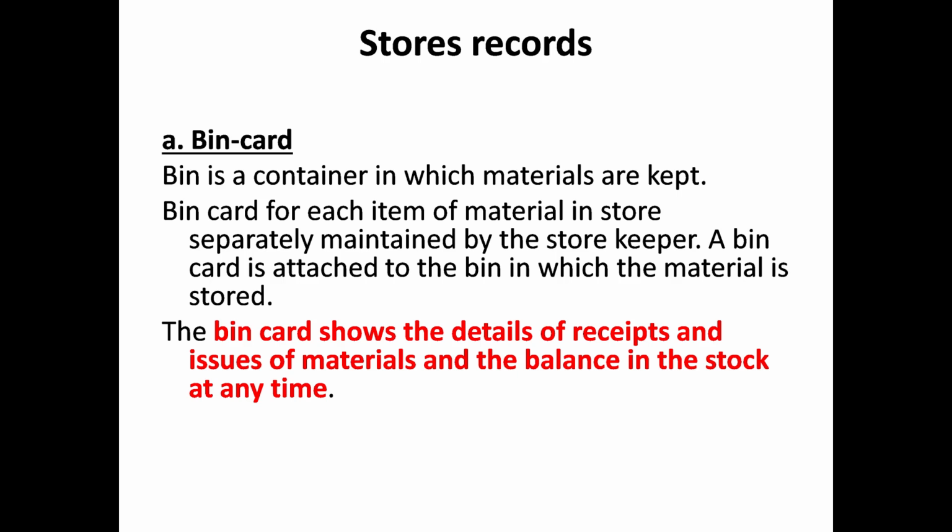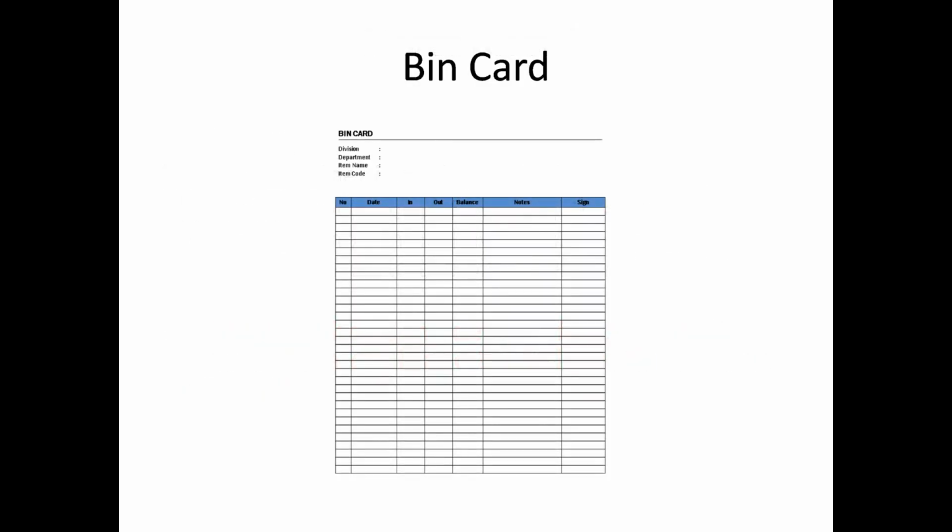Bin is a container in which materials are kept. A bin card for each item of material in store is separately maintained by the storekeeper. A bin card is attached to the bin in which the material is stored. Bin card shows the details of receipts and issues of materials and the balance in the stock at any time. The most important thing is bin card includes the quantity only. It does not include the price of inventories.